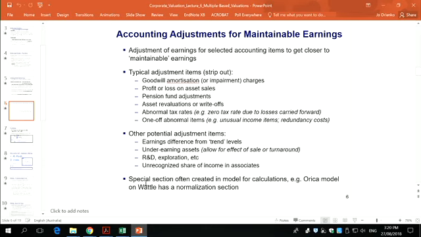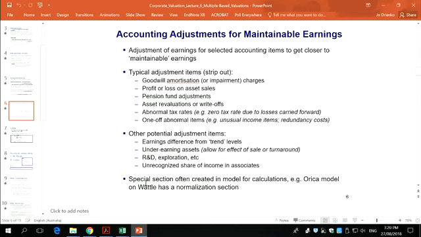Other ones that are potential are any earnings that are currently different from long-term or trend or maintainable levels. Underperforming assets, R&D and exploration if it's a one-off, and any unrecognized share of income in associates. If you have shares in other companies that sometimes pay a dividend, sometimes not, that sort of stuff I've seen before. Some non-operating assets, so joint ventures again.